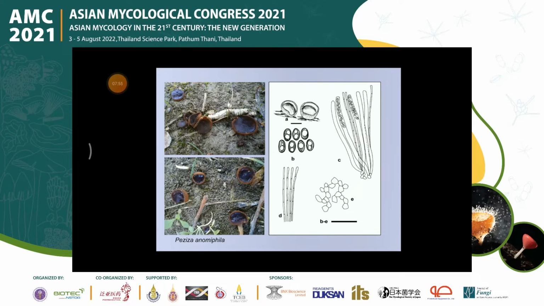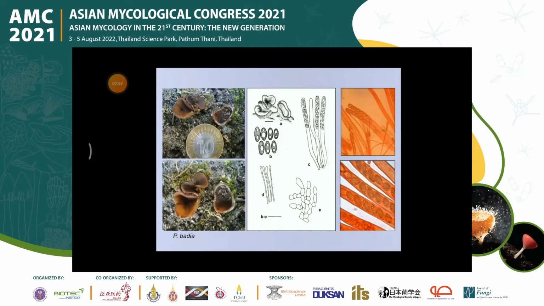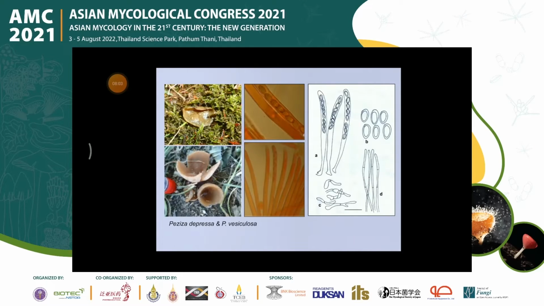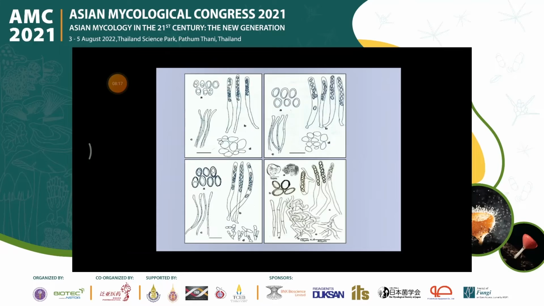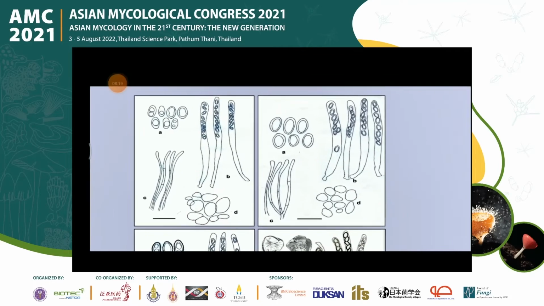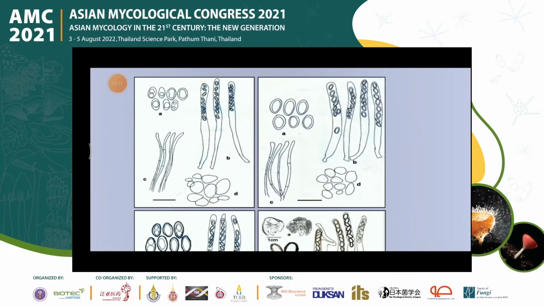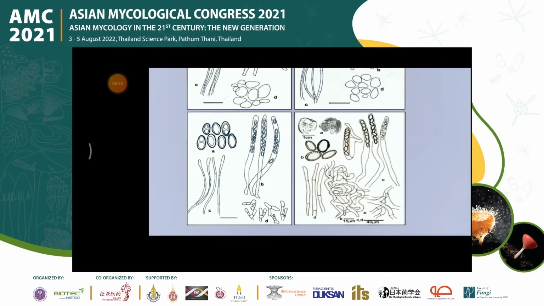These are Peziza ammophila, this is Peziza ampliata, this is Peziza badia, although reported to be edible from other parts of India but not consumed in the study area. These are the species of Peziza depressa, Peziza vesiculosa, Peziza lobulata, Peziza repanda, Peziza brunneoatra, and the last one is Peziza sposa. Here you can see the microscopic features of these Peziza species.